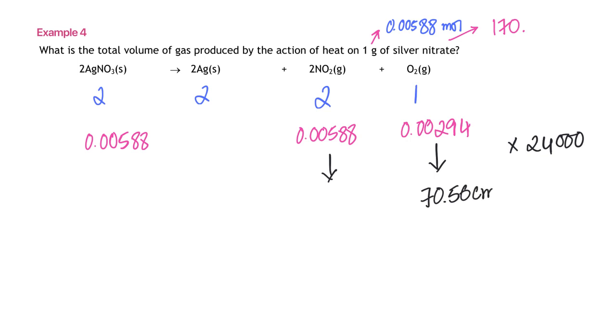70.56 centimeter cube for the first one, or the second one, and 141.12 centimeter cube for nitrogen dioxide. Okay? And it's asking the total volume. So I have to find out the total volume, which would be the sum of these two values. So the sum of these two values is going to be 211.68 centimeter cube. I wonder how you say cube in Urdu.